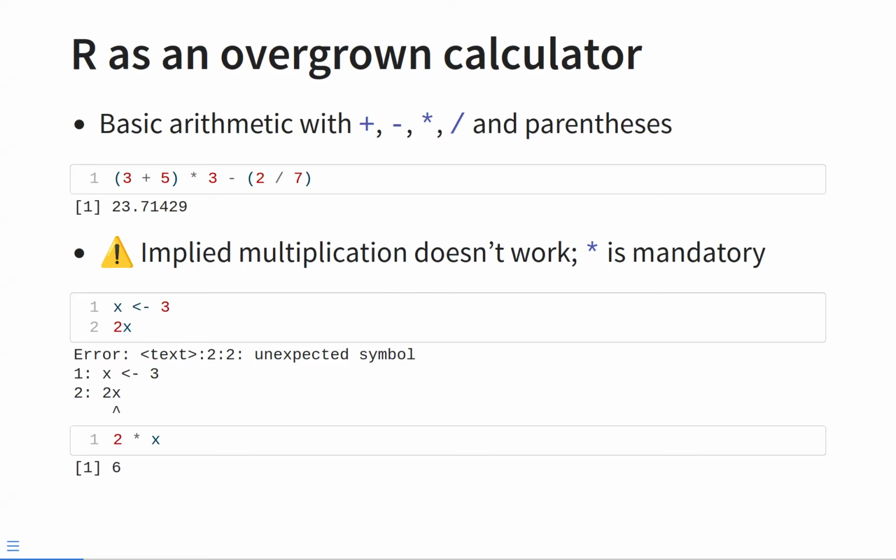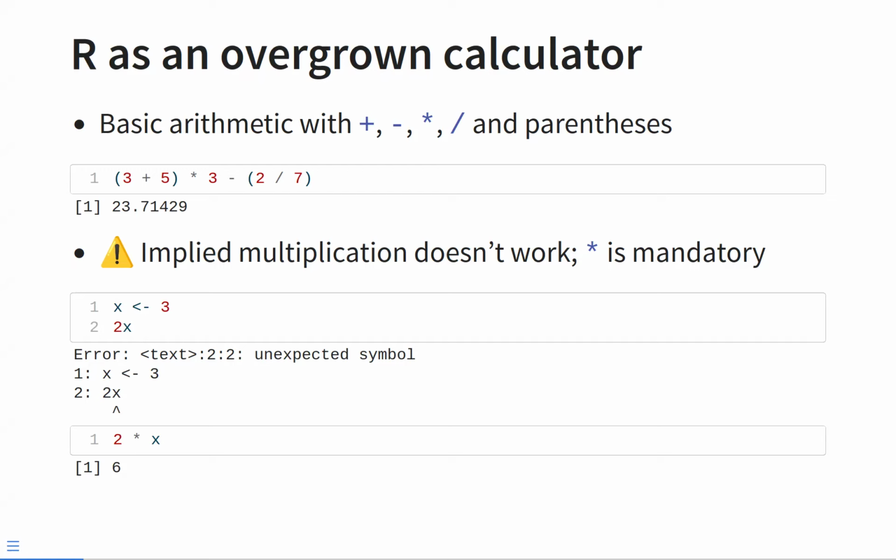One of the first things you can do with R is you can use it as an overgrown calculator. You can carry out basic arithmetic with plus, minus, asterisk for multiply, and a slash for divide, and you can group terms together using parentheses.